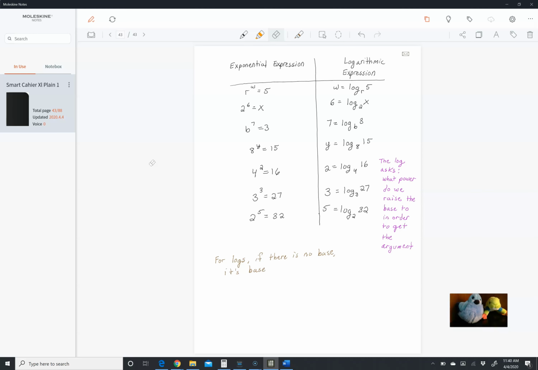So in other words, if you just see the log of x, it's really log base 10 of x. We don't put in the 10. And the reason for that is that 10 is actually the most common base. We work in base 10. That's our whole number system. We have 10 digits, 0 through 9.